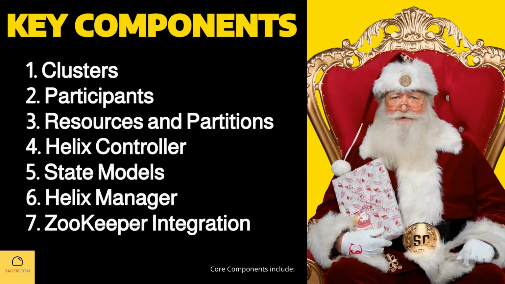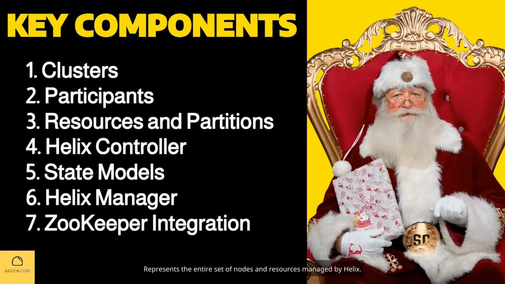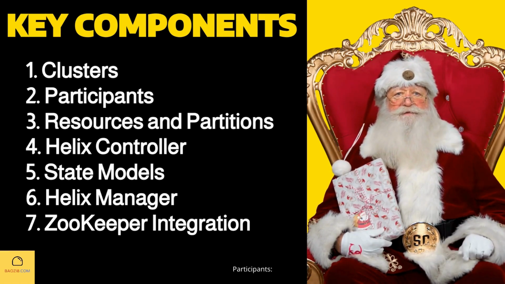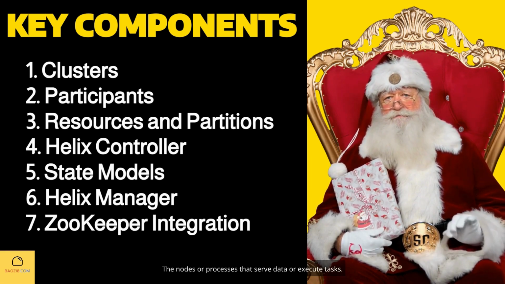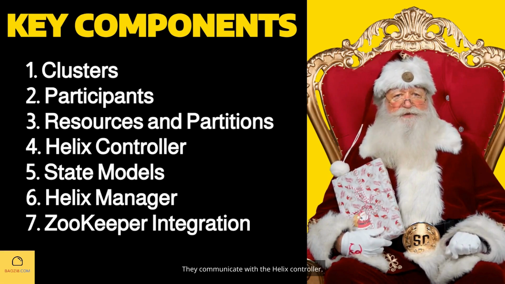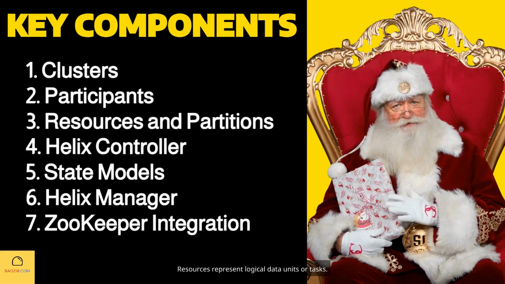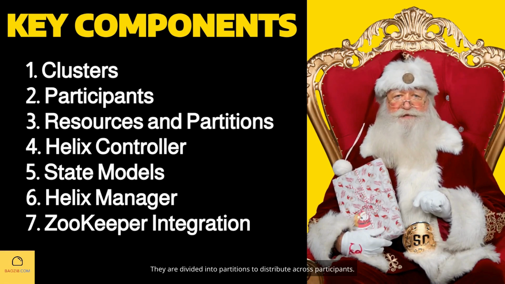Core components include: 1. Clusters. Represents the entire set of nodes and resources managed by Helix. 2. Participants. The nodes or processes that serve data or execute tasks. They communicate with the Helix controller. 3. Resources and partitions. Resources represent logical data units or tasks. They are divided into partitions to distribute across participants.